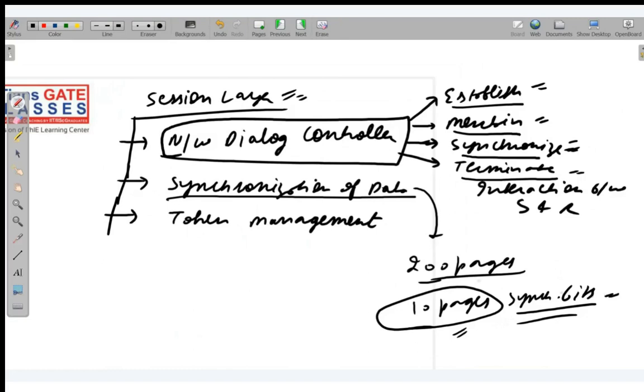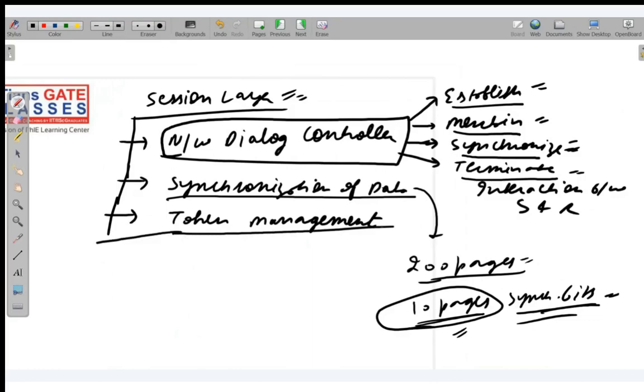So if you want to send 200 pages, send 10 pages and then some synchronization bits, then 10 pages, then synchronization bits, and so on. Roughly you might think that you are sending data in chunks of 10 pages each. When some error comes, you will get to know that these 10 pages should be repeated. No need to repeat the entire data. That is the basic meaning of synchronization of data. Is it okay? Awesome. Okay.